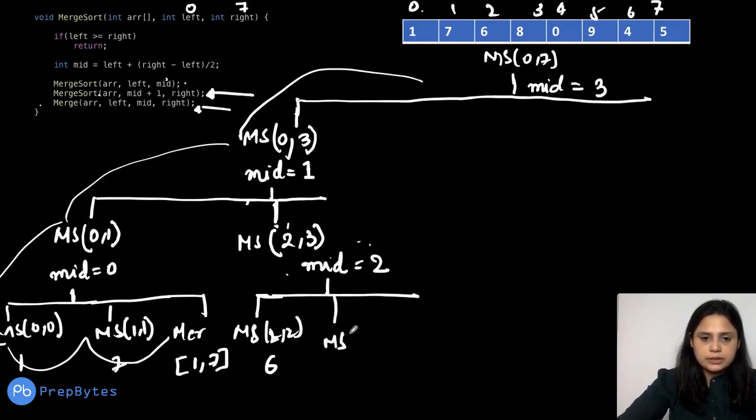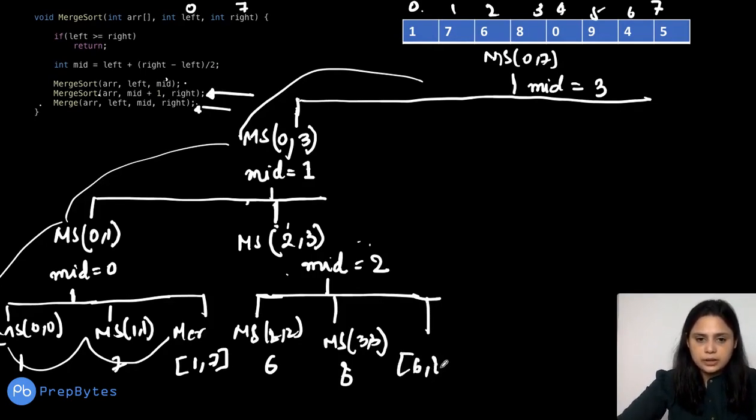So we have mid plus 1 as 3, so ms 3 comma 3. What is 3 comma 3? It is 8. Now after this particular statement gets executed completely, this function returns. We come here and we merge. When we merge, we get 6 comma 8. So now this particular branch has been executed completely.